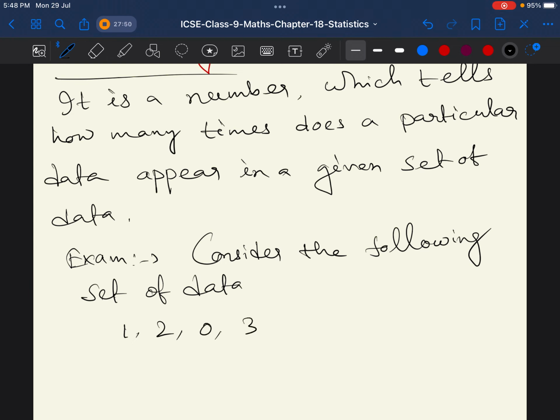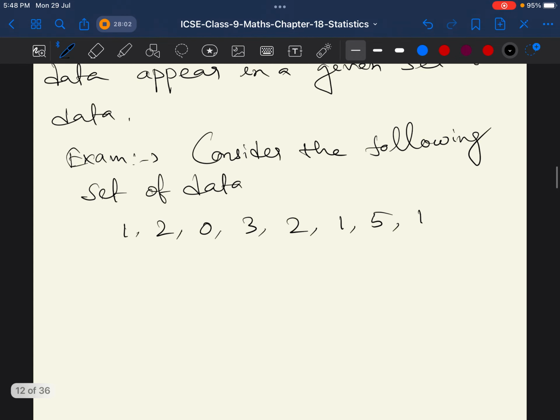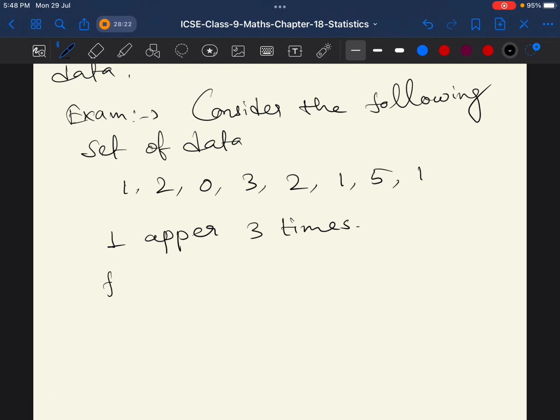1, 2, 0, 3, 2, 1, 5. Okay, 1. So this is the set of data. Here you see 1 appears 3 times. In the given set of data, 1 appears 3 times. So the frequency of 1 is 3.